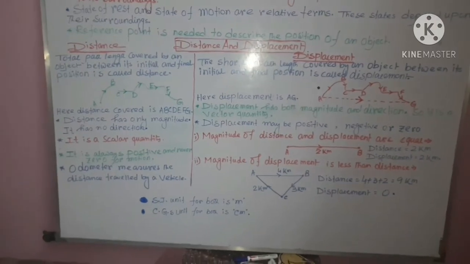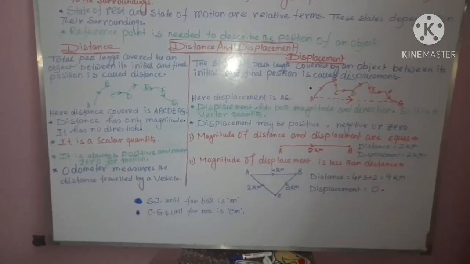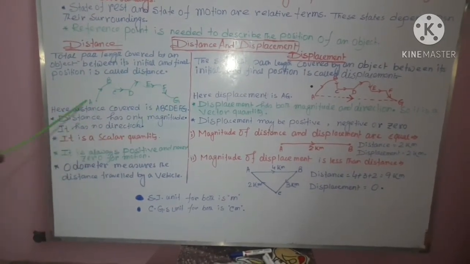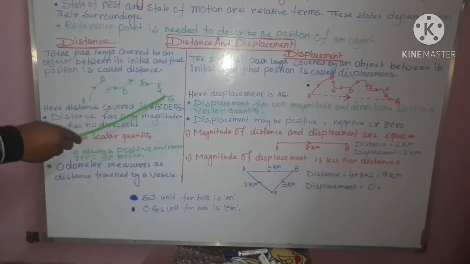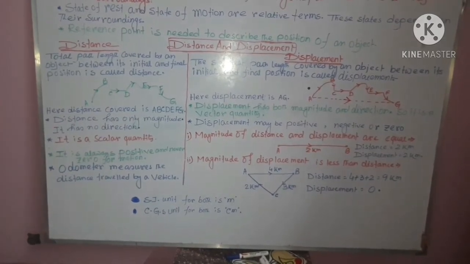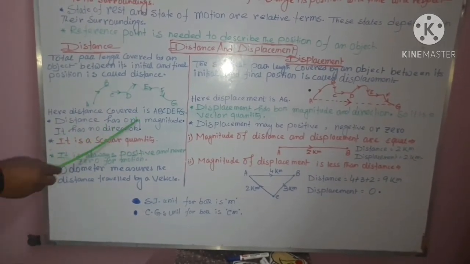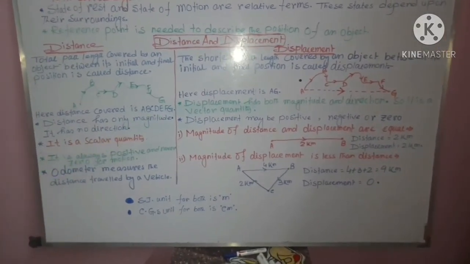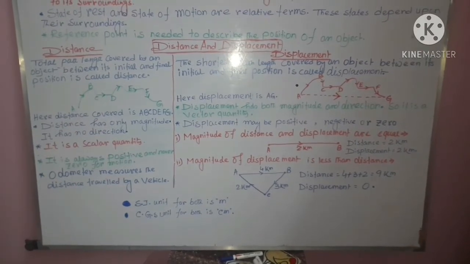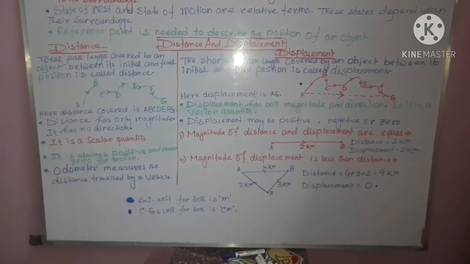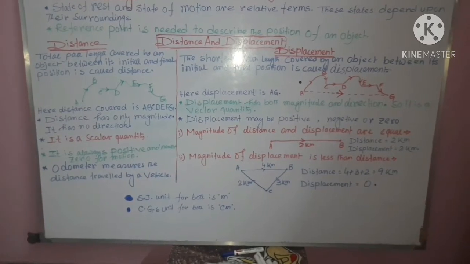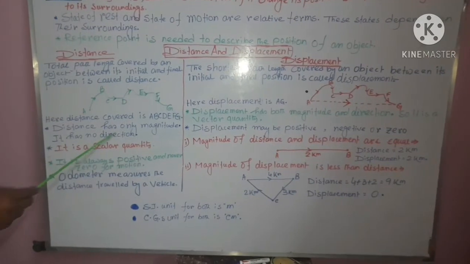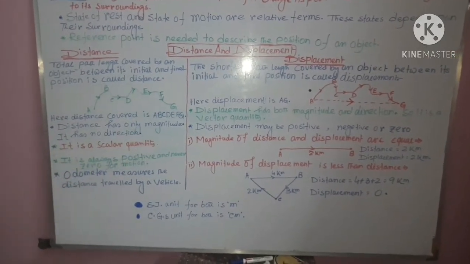One thing you take care of here is that wherever you measure the distance, the direction is not important. Means the distance has only magnitude, no direction. That type of physical quantity which has only magnitude, no direction, is known as a scalar quantity. That's why you can say distance is a scalar quantity.